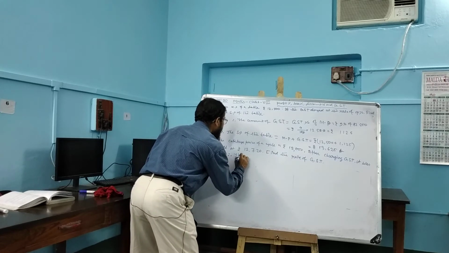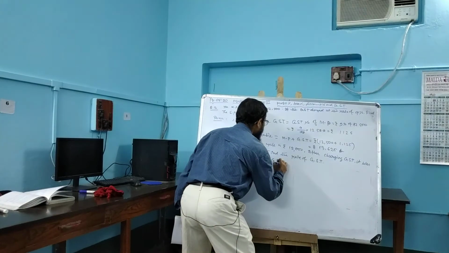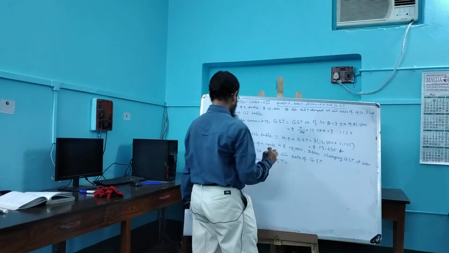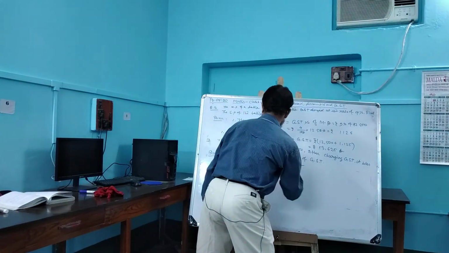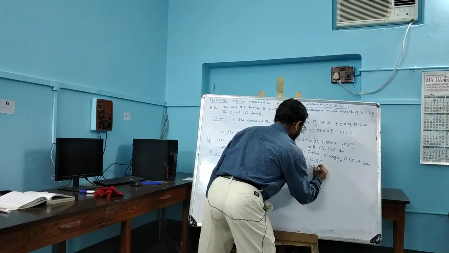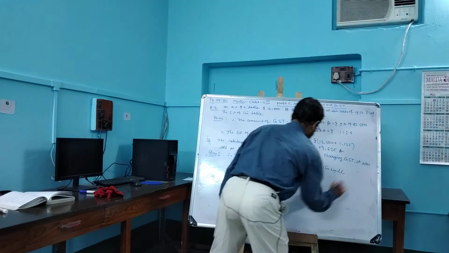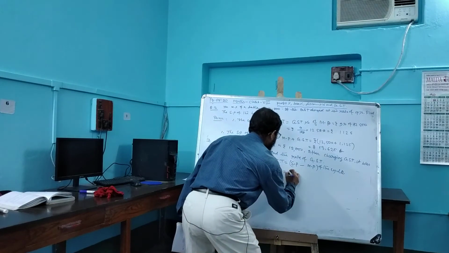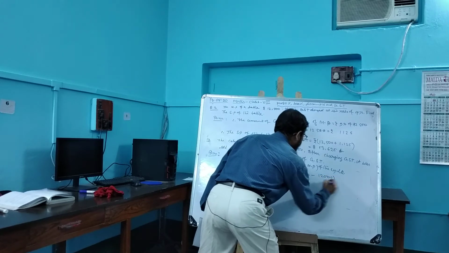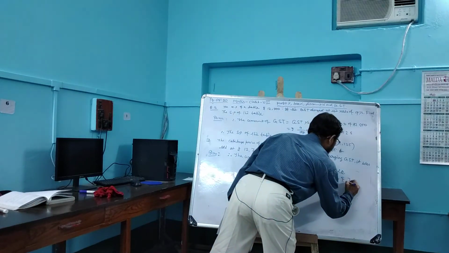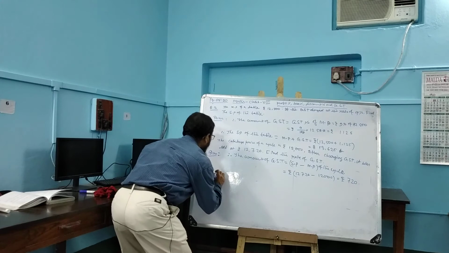Therefore, the amount of GST equal to SP minus mark price of the cycle. That's equal to rupees 12,720 minus 12,000. That's equal to rupees 720. This is the amount of GST. Answer.